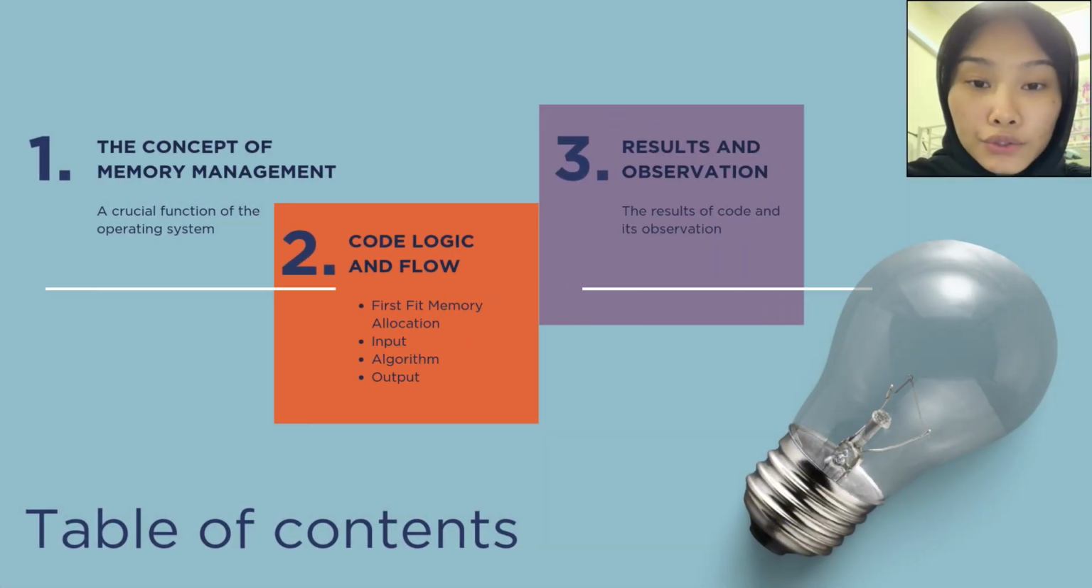Okay, now let's go through the table of contents. Firstly, we have the concept of memory management, which is a crucial function of the operating system. Next, we have code logic and flow, which include first fit memory allocation, input, algorithm, and output. And lastly, we have the result and observation, which is the result of the code and its observation.